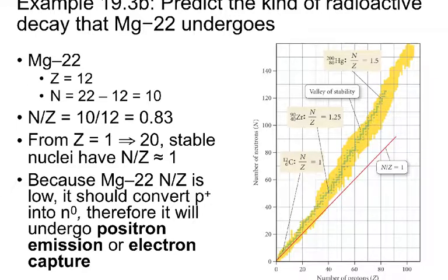And from elements number 1 through 20, we want a ratio of about 1. So we don't have enough neutrons. So if we convert one proton to a neutron, then we'll be at that 1-to-1 ratio. And it can do that via positron emission or electron capture.